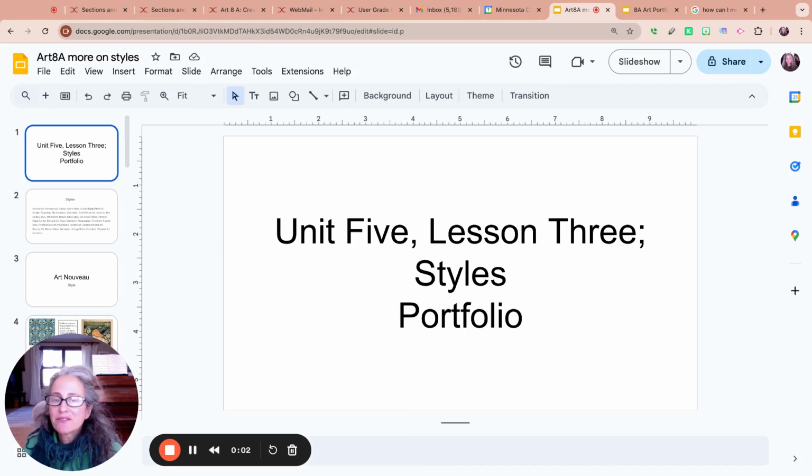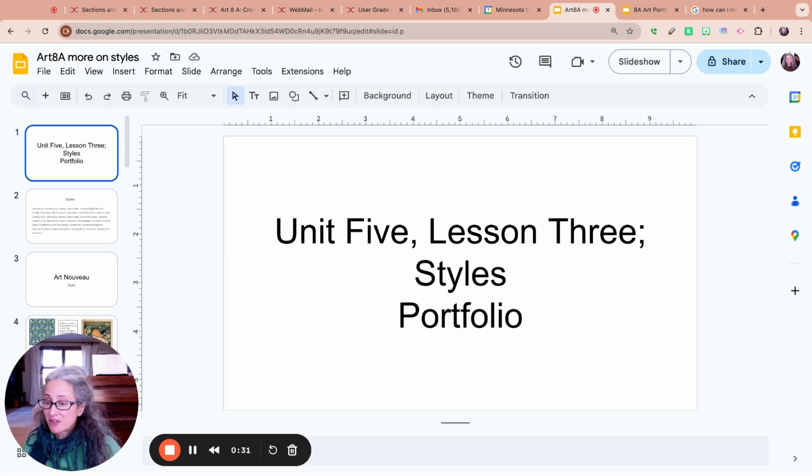Hi, this is Unit 5, Lesson 3. It's a lesson about different styles, different ways of making art, and it's a portfolio. So you are going to develop your own style and create an artwork in your own style. You might be emulating a style that you learn about. So that's what this slide presentation is about.